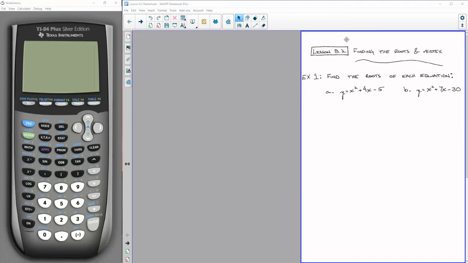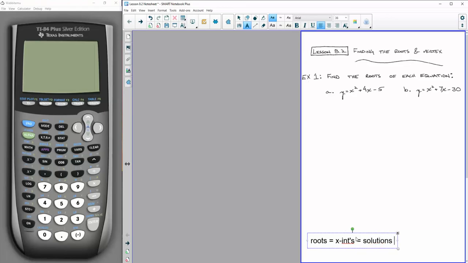So what's a root, first of all? Let's define that. Roots are the same thing as x-intercepts, which are the same thing as solutions to an equation. We sometimes call them the zeros because it's where they hit the x-axis, so that's where y equals 0. So all those things are called the roots.